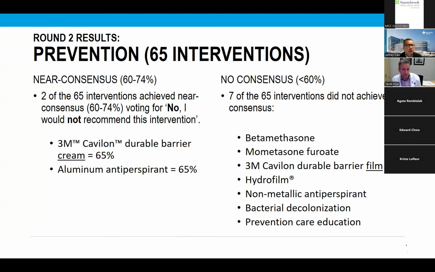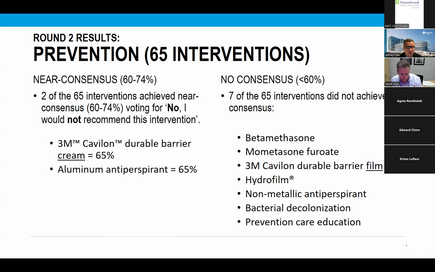What did we almost achieve consensus against as well? 3M Cavilon Durable Barrier Cream as opposed to the film, and then the use of aluminum antiperspirant. I want to make a distinction here that we specifically asked whether aluminum antiperspirant actually prevented dermatitis. There was some interpretation when people were voting, like, oh, I thought you were asking whether I would allow for the use of aluminum antiperspirant during radiation. So we wanted to clarify that and put that into round three just to make sure that everyone was on the same page about our specific ask.